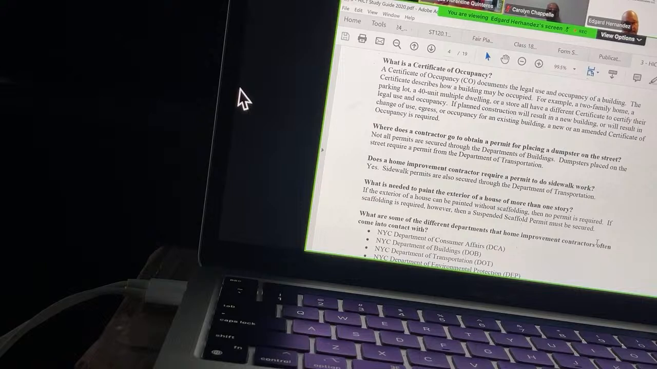What is needed to paint the exterior of a house of more than one story? If the exterior of a house can be painted without scaffolding, then no permit is required. If scaffolding is required, however, then a suspended scaffold permit must be secured.